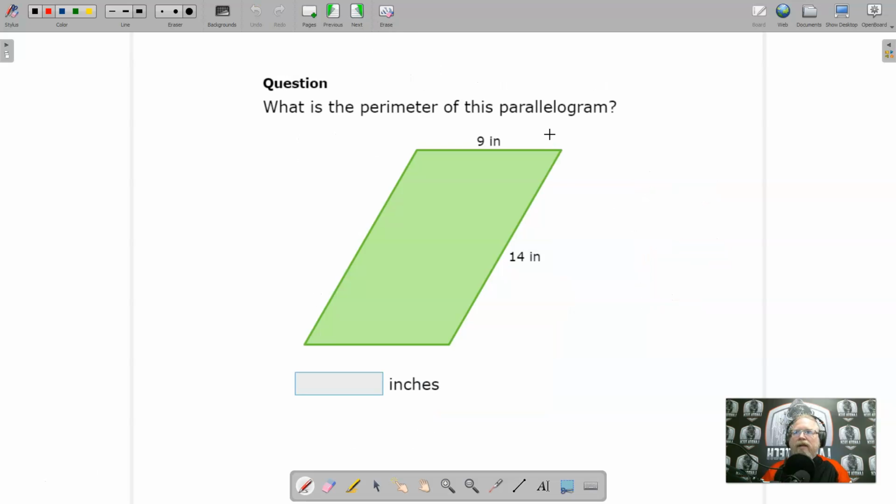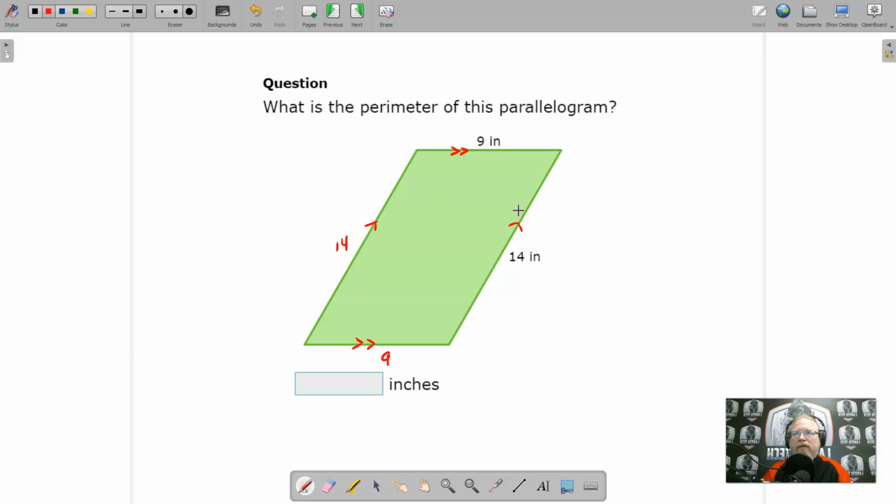What's the perimeter of a parallelogram? Well, one thing we know about a parallelogram is that the opposite sides are parallel. It means that this is parallel to this, and this side here is parallel to this side here. But what we also know about parallelograms is that their opposite sides are equal to one another. So if this side is 14, then the opposite side is 14. And if this side up here is 9, then its opposite side is 9 as well.